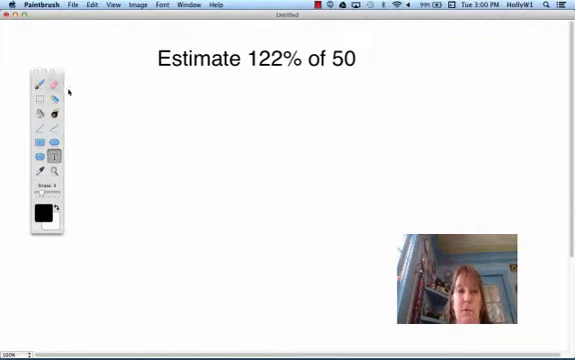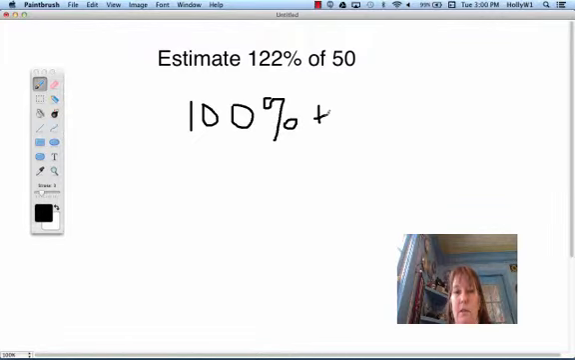And in this case, what you do is you take the 100%, because really 122% is just over 100, and we're going to estimate to 120%. You just take the 100% of the number, and then you add it, in this case, to the 20%, because we're estimating.